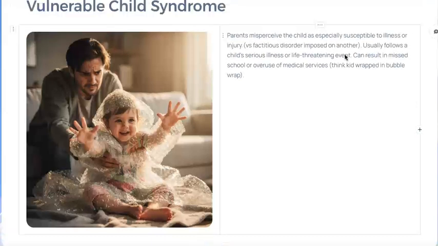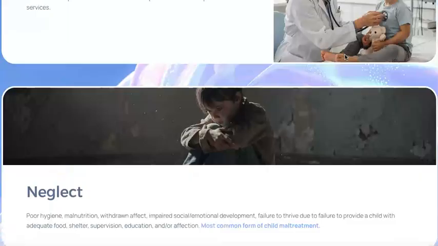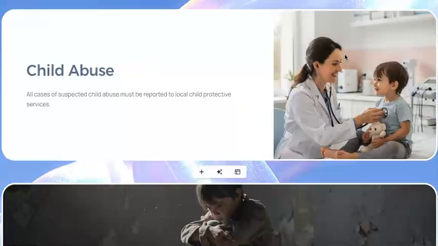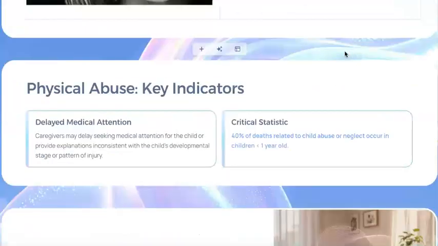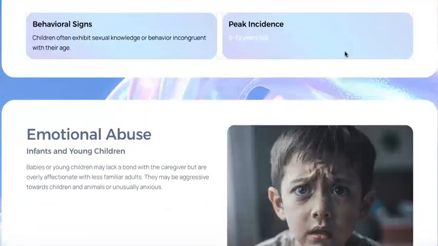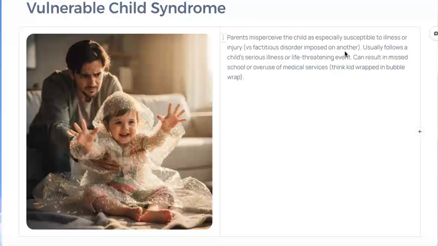So being too good leads to harm to the children. In this slide presentation, we talked about child abuse, neglect, physical abuse, sexual abuse, and emotional abuse, and finally we talked about vulnerable child syndrome. From these we will often see 1 or 2 cases in the examinations, so be prepared for that.